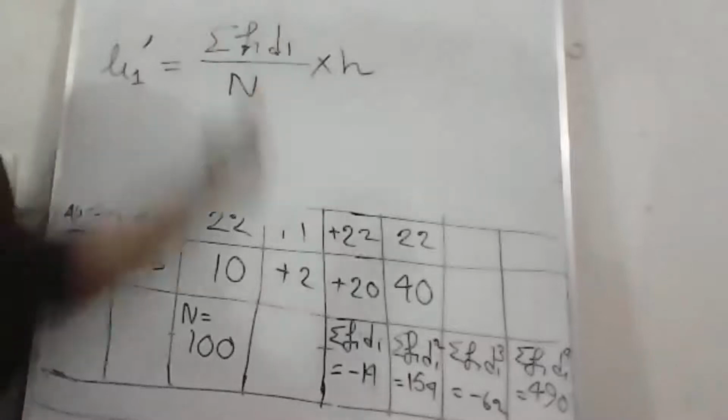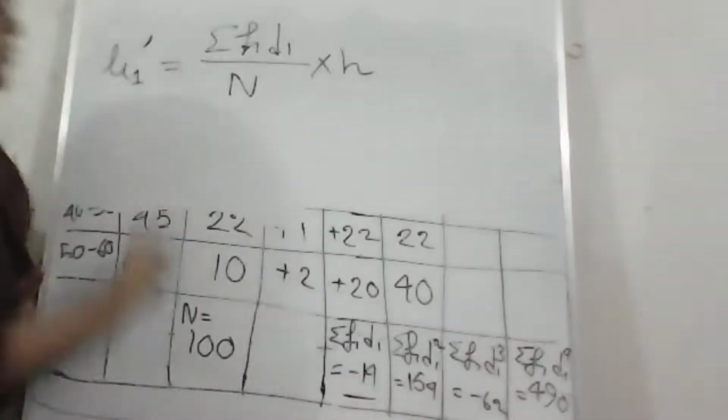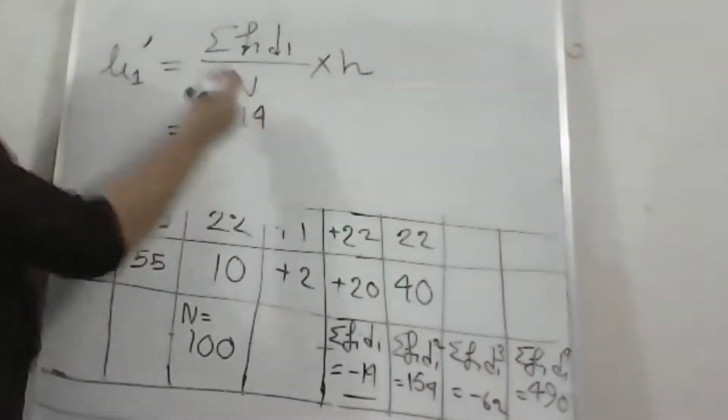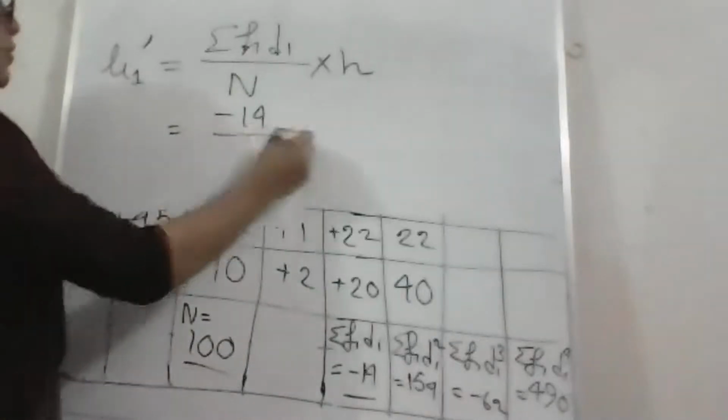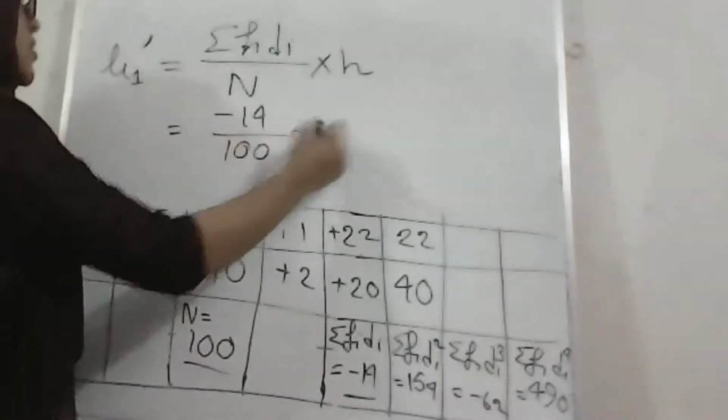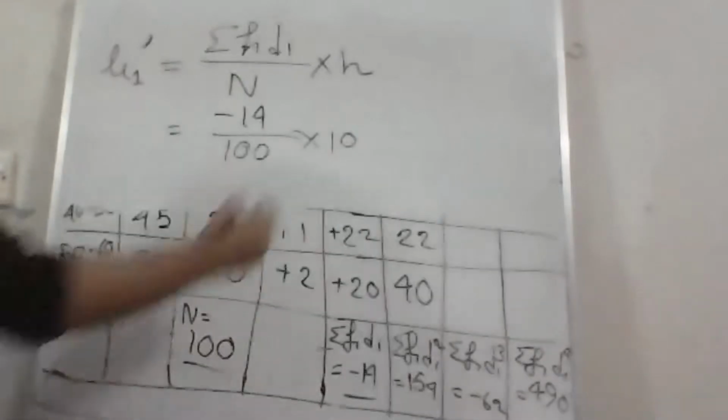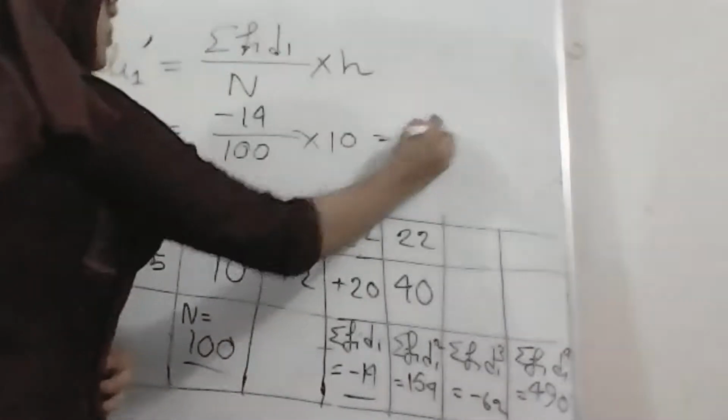And the summation of Fi di I have found here is minus 14, and n was 100 and h was 10. So we have done finding the first raw moment, just calculation, and we'll get it. It is minus 1.4.